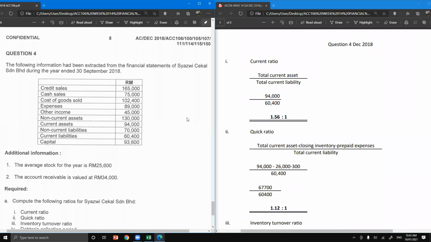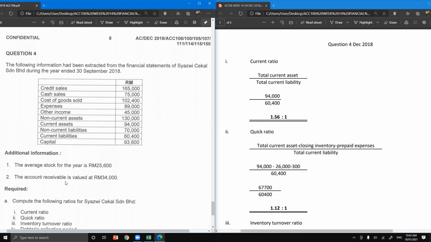This is a discussion for the answer on question 4 from the final examination, December 2018. From this question, you are given the following information: the financial statement for Shazwi Cekas Sdn Berhad during the year ended 30th September 2018. The additional information is as follows. Number 1, the average stock for the year is 25,600. And number 2, the account receivable is valued at 34,000.